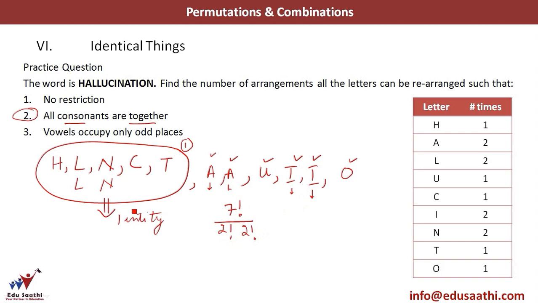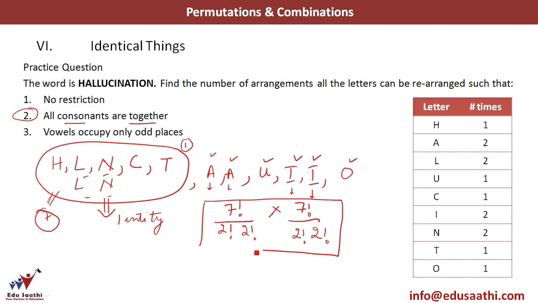Now I have 7 consonants, and these 7 can also arrange among themselves. Here in 7 factorial I have considered them as 1, but actually they are 7 and they can be arranged among themselves in how many ways? Again applying the same formula, 7 factorial divided by 2 factorial because there are 2 L's, and again by 2 factorial because there are 2 N's. So I multiply this. This is the final answer for the second part.